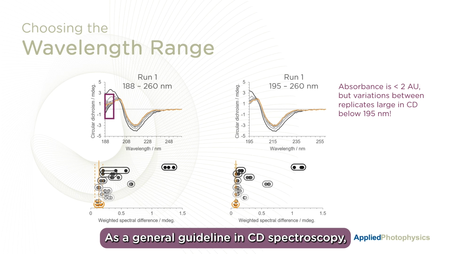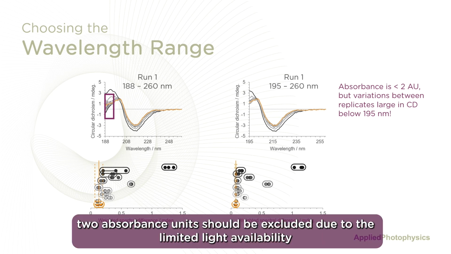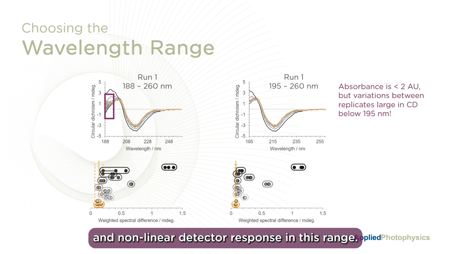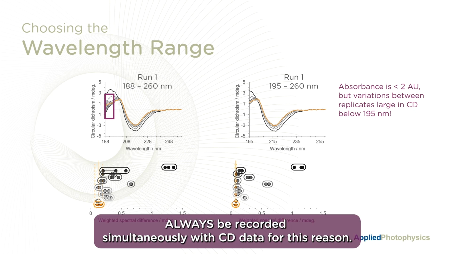As a general guideline in CD spectroscopy, results at wavelengths with absorbance exceeding 2 absorbance units should be excluded due to the limited light availability and nonlinear detector response in this range. It is recommended that absorbance traces should always be recorded simultaneously with CD data for this reason.